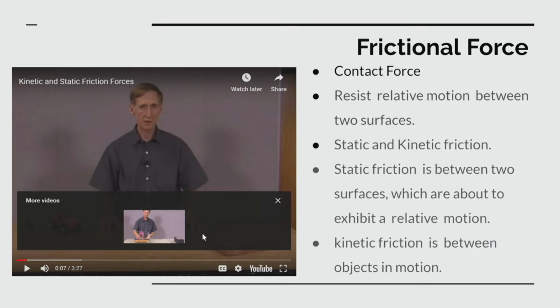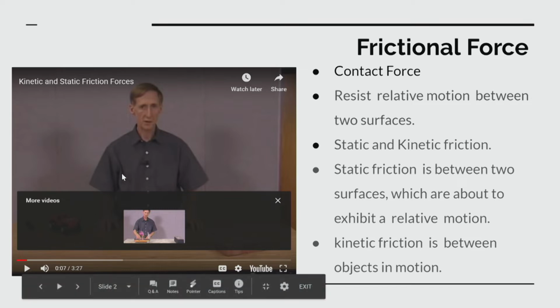Friction can be classified as static or kinetic. Static is when the surfaces are at rest and are about to exhibit a relative motion, while kinetic friction is one in which the object is in relative motion. There is a slight difference. Static friction is more than the kinetic friction. We will see a small video which demonstrates what friction is all about.